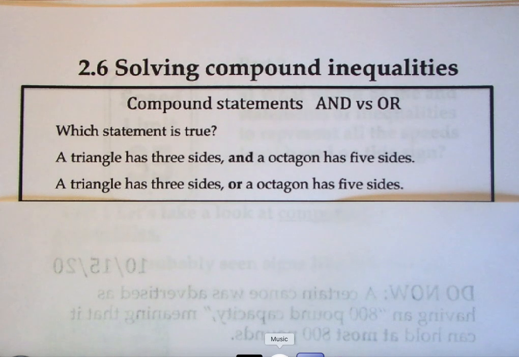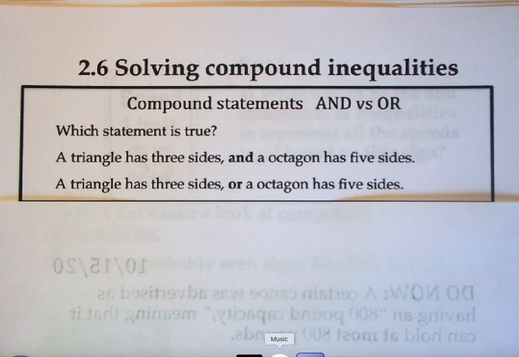When I say go, you turn to your neighbor and say which one's true or false and why. Okay, so we were talking about it. What about the first one? Is that true or false? A triangle has 3 sides and an octagon has 5 sides. Is that a true compound statement?